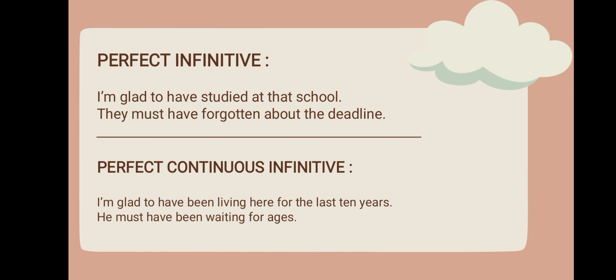Next part is perfect continuous infinitive. Perfect continuous to infinitives indicate a completed action that has been ongoing for a while, using the structure to plus have plus been plus the present participle of a verb. For example, I'm glad to have been living here for the last 10 years. He must have been waiting for ages.